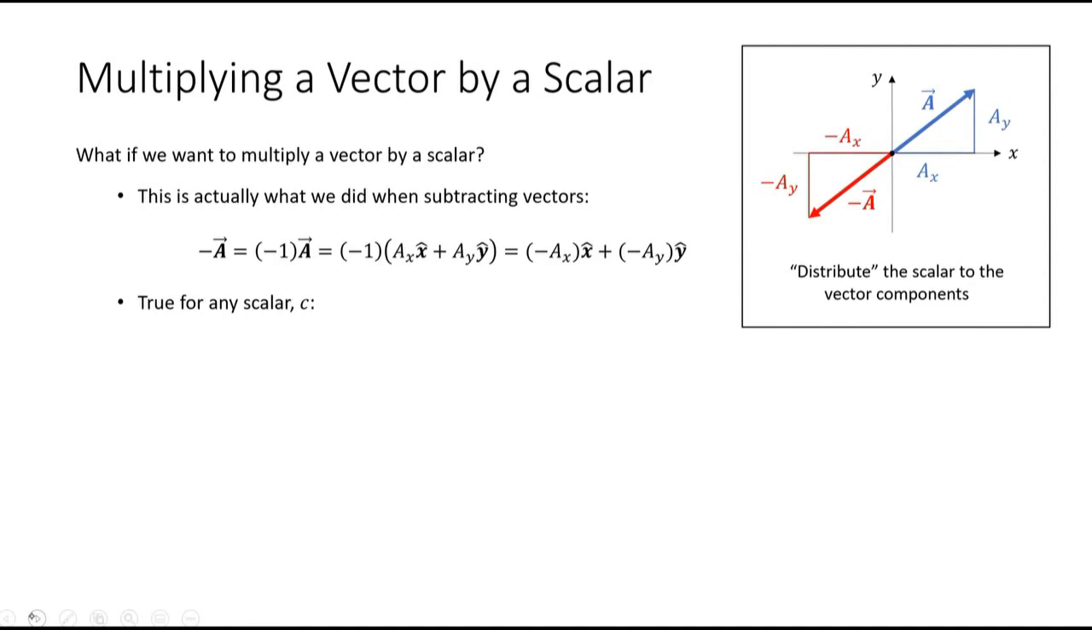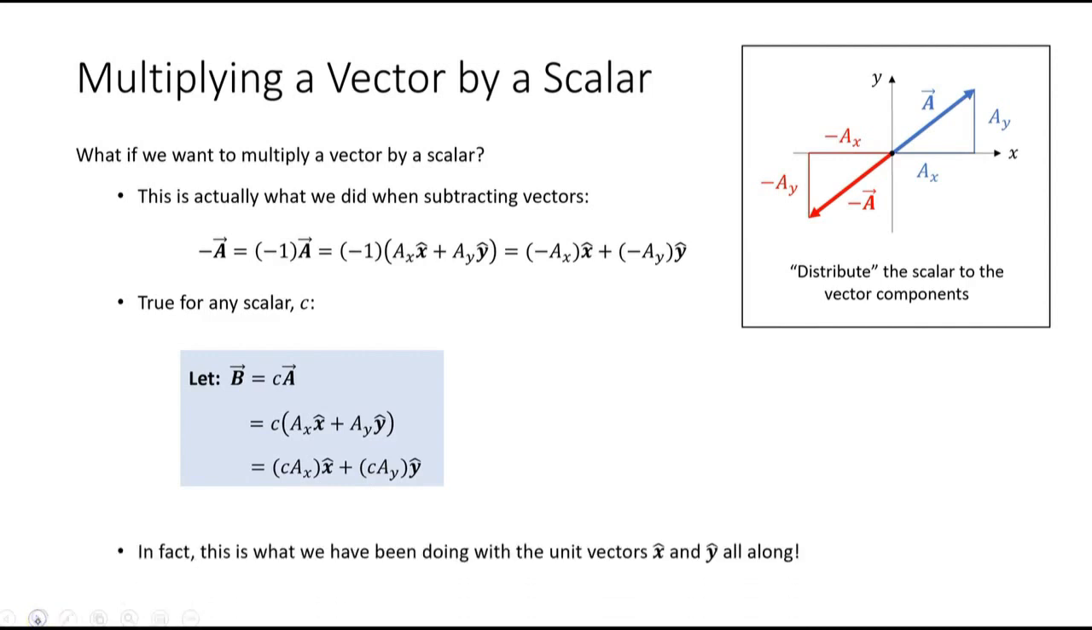So let's say that we have some scalar C. Then if we define some vector B to be equal to the scalar C multiplied by the vector A, all we have to do is distribute that scalar C to the components of the vector A to get our vector B. So for example, the x component of B would be C times AX, and the y component of B is just going to be C multiplied by AY.